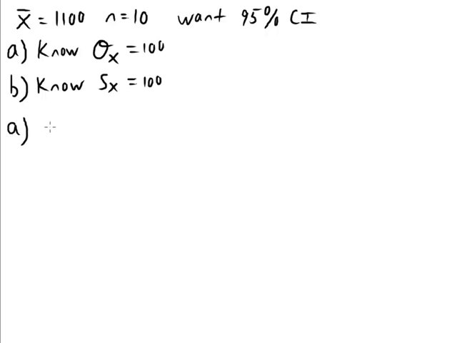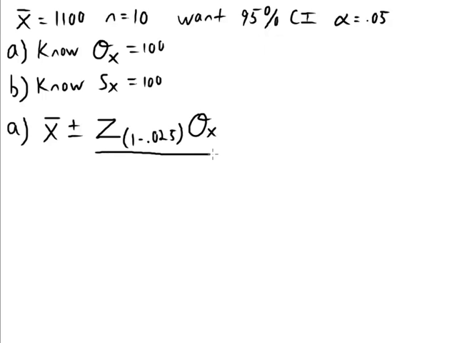On A, we want to find a confidence interval for our mean. It'll be centered around x bar. We're going to add and subtract z of 1 minus 0.025, right? That's alpha halves. Here we have alpha equal 0.05 for the 95% confidence interval. And we're going to multiply this by sigma x, and we're going to divide by the square root of n.